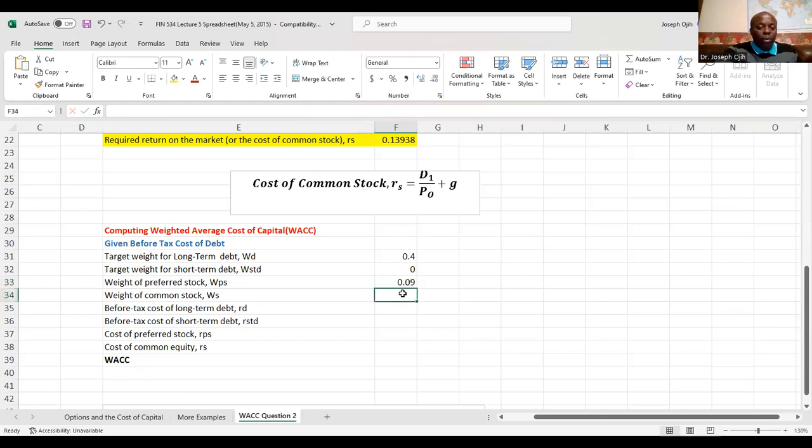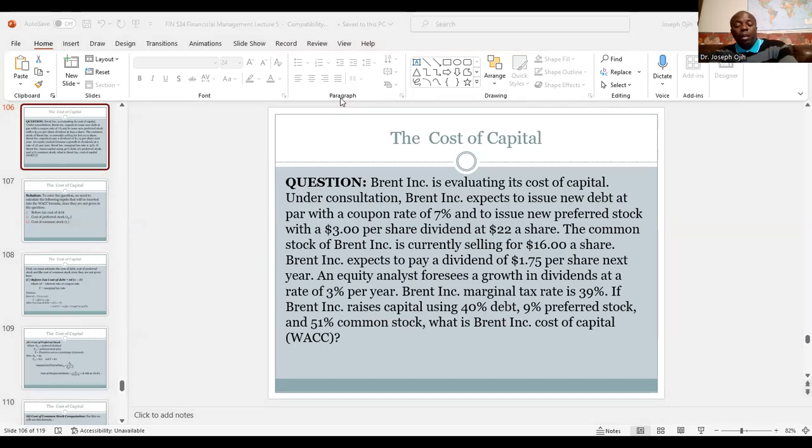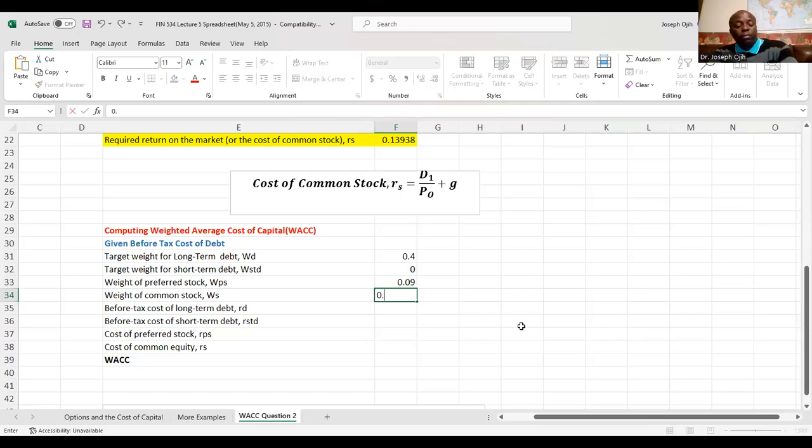Then the weight of common stock. We are also told there in the company's capital structure that 51% consist of common stock. So we go back and put 51% here. I mean 0.51. Okay. Then before tax cost of long-term debt.